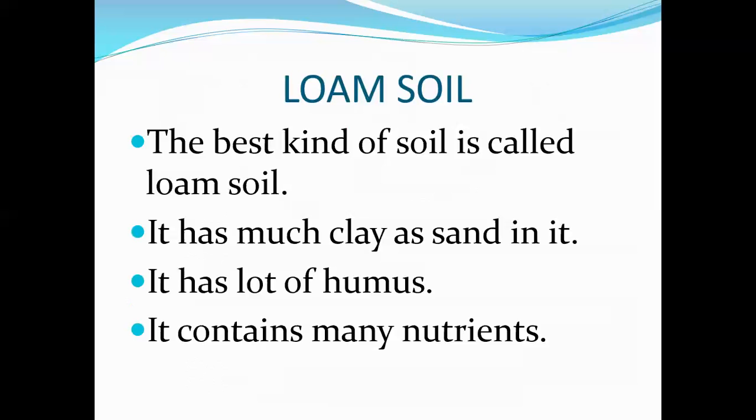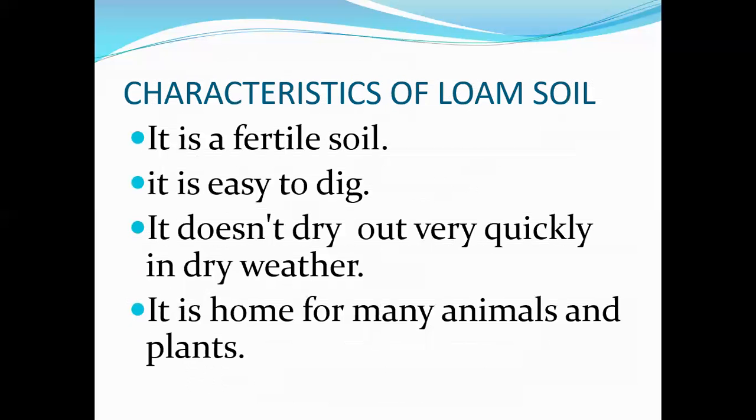And spaces are also there for water absorption. So loam soil is the best kind of soil. Now we are going to check its characteristics. The first characteristic of loam soil is that it is a fertile soil because it has clay, sandy soil, humus and nutrients. That is why it is known as fertile soil.